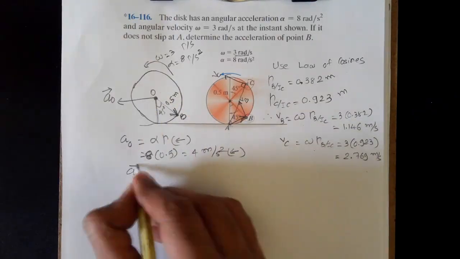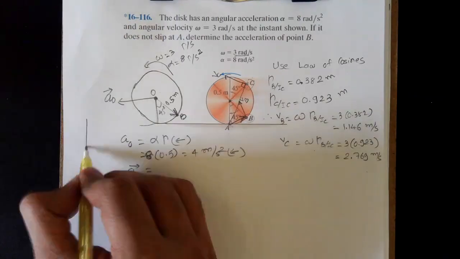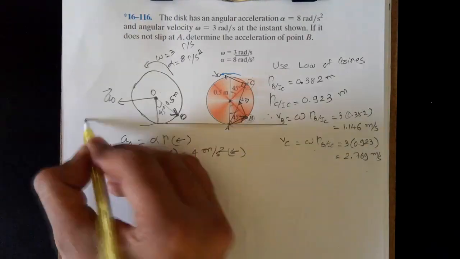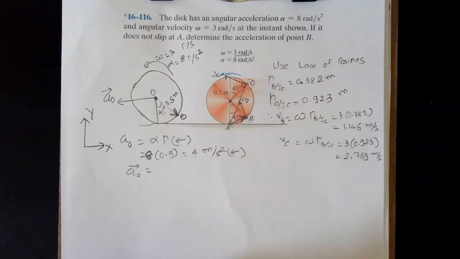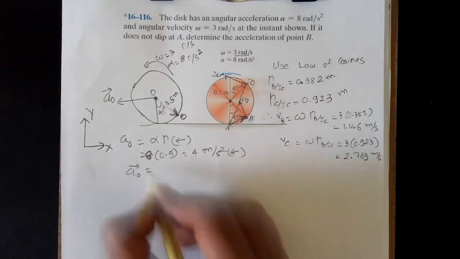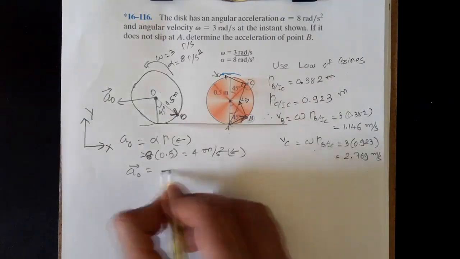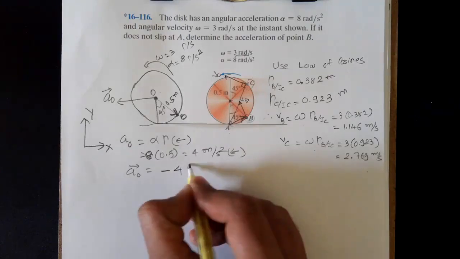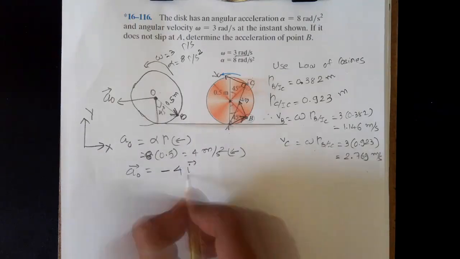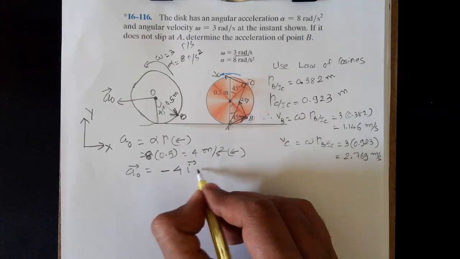If I write this as a vector, and I define my coordinate system as x going right positive and y going up positive, then this is going left, so it's minus 4i, because i is the unit vector in the direction of the x-axis.